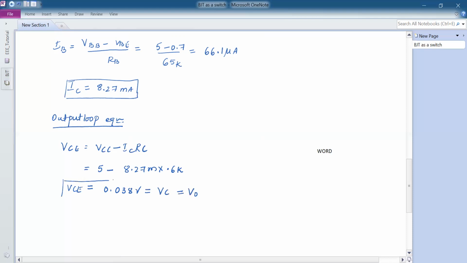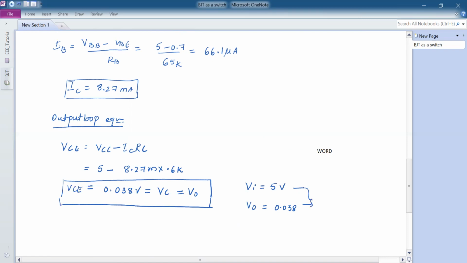So V0 voltage is the collector voltage with respect to the ground, or it is also the collector to emitter voltage, where emitter is at ground. So now in case 2, where we apply the input equal to 5 volts, you got output equal to 0.038. Now, if I plot these two values on the graph, what is happening? Before that, we'll also understand the biasing of these two junctions.